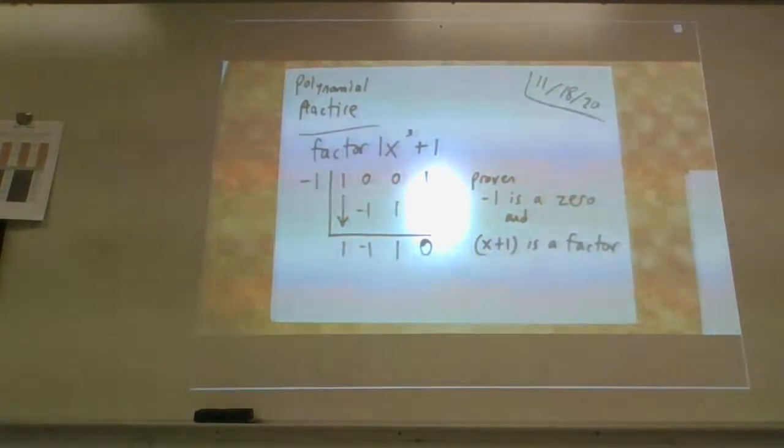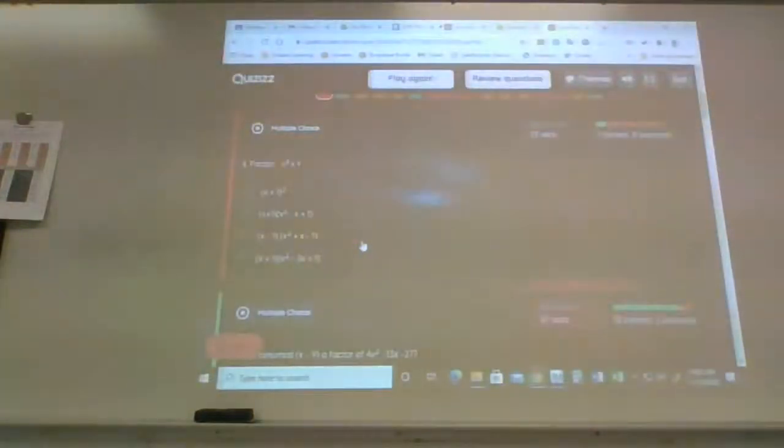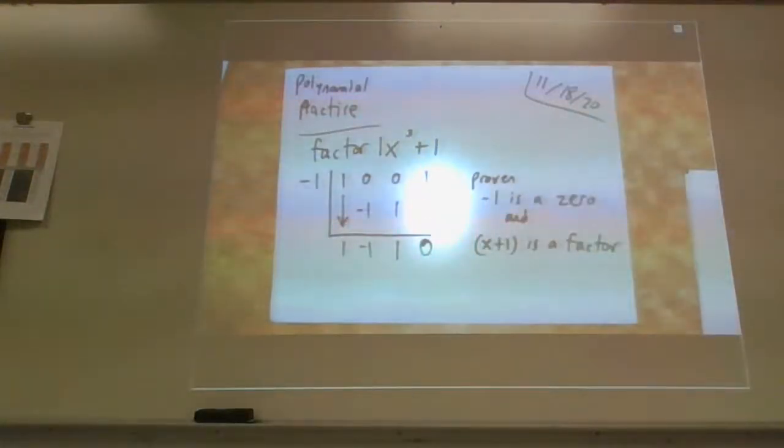But again, that's not what the question's actually asking us to do completely. We still have to factor the whole thing. Let me look back at the choices real quick. Boom. If you look back at the choices, 2 of them have an x plus 1 there. Let's see what we got here, though.